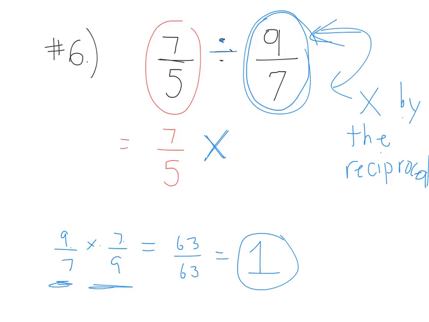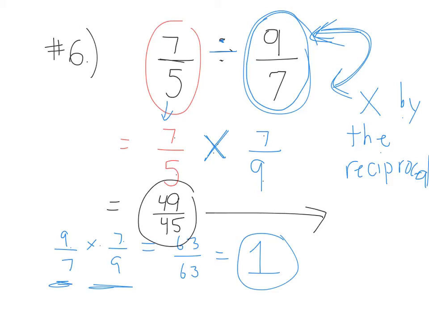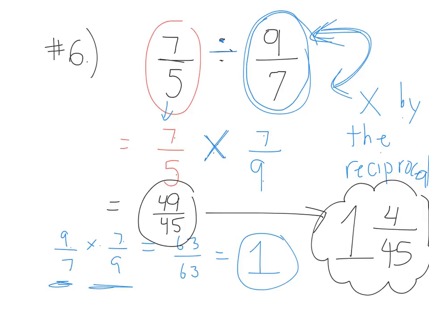So I'm going to take 7 over 5, that stays, and multiply it by the reciprocal of this fraction. What's the reciprocal? 7 over 9. Good. So now, division actually becomes multiplication. 7 times 7, 49. Good. 5 times 9, 45. Good. Now bonus, put this into a mixed number. How many times does 45 go into 49? Once. With how many left over? 4. Good. So 7/5 divided by 9/7 is 1 and 4 over 45.